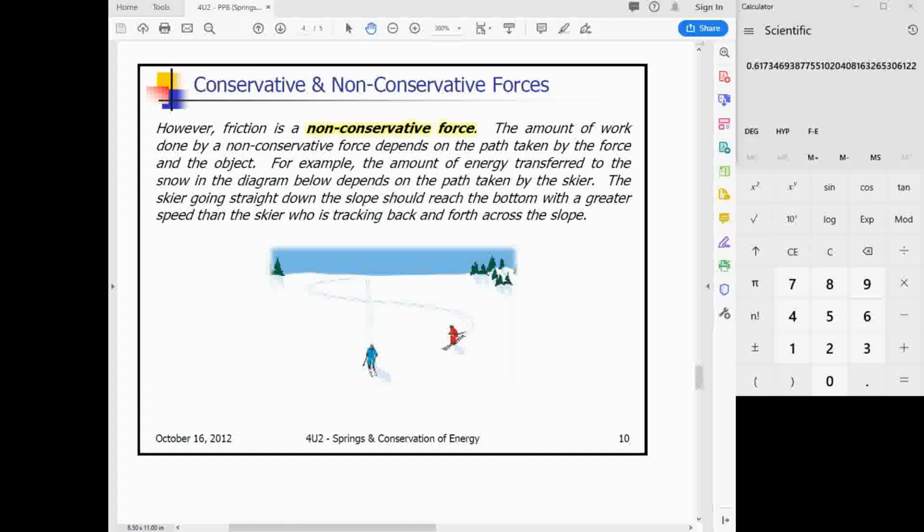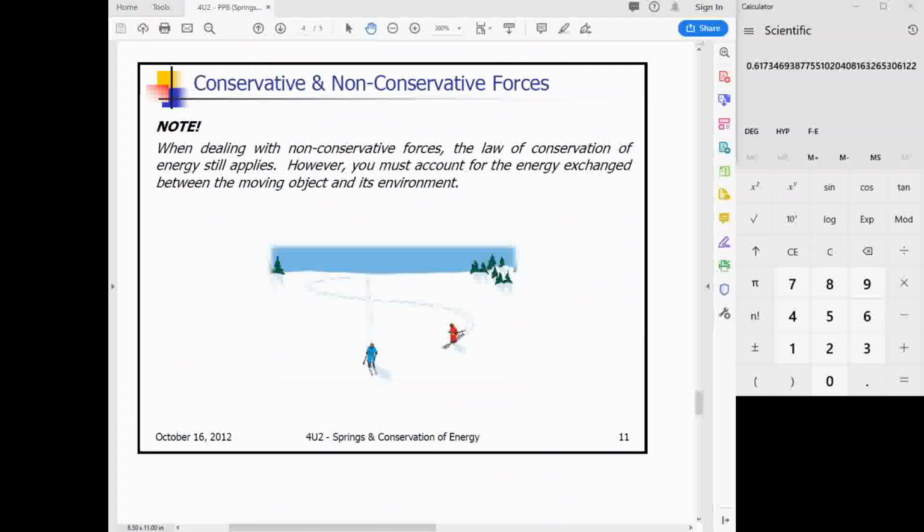The example for this one is skiers going down a hill. Now, if a skier goes straight down a hill, they will be traveling at a faster velocity than a skier who's following an S shape around the hill, because every time that skier makes a turn, the skier in red in this case is losing some of their energy to the non-conservative force of friction. So when you deal with non-conservative forces, the law of conservation of energy still applies, but there's lots of energy exchanged between the moving object and its environment. So that makes questions a bit more difficult to solve.